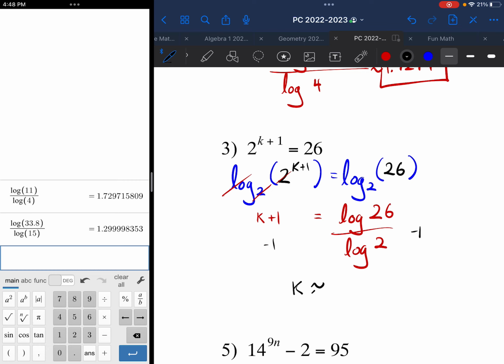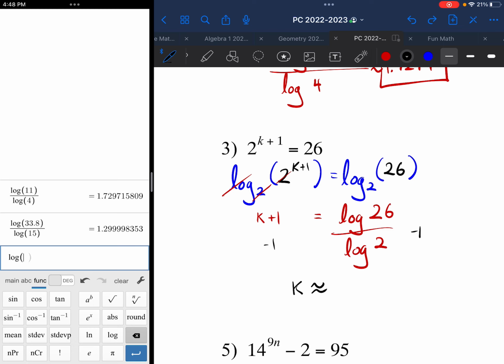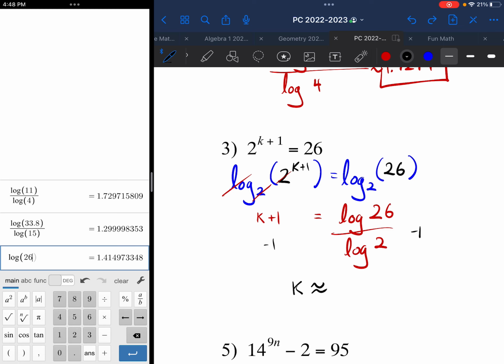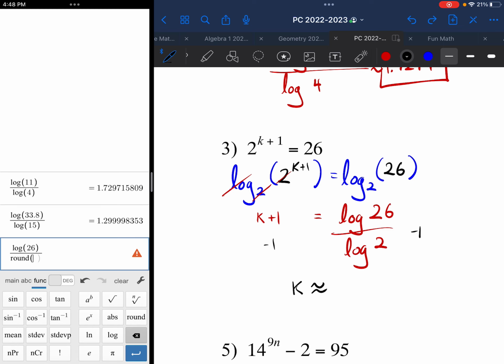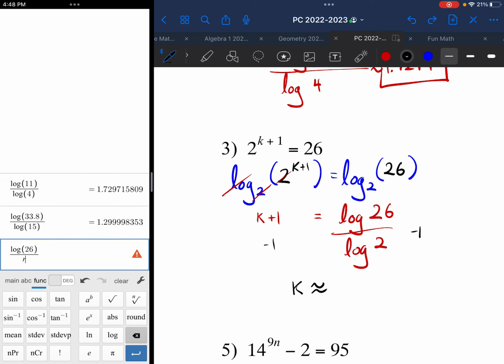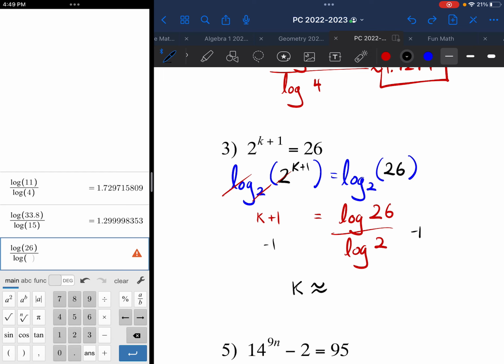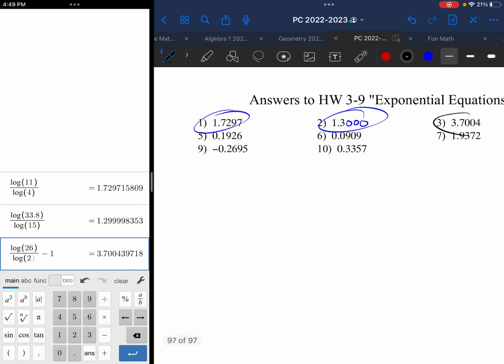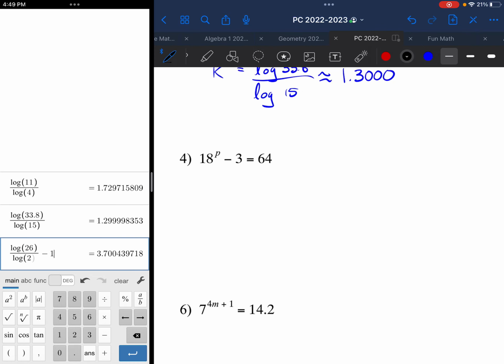K is going to be approximately equal to, I'm just going to write all of that in the calculator. So here we go. We have log of 26 divided by, that's not the button I wanted to hit. Oh, I have to backspace a bunch of times. Log of 2, and then after that, I subtract 1. And I get 3.7004, rounding to 4 decimal places. Let's check the back. 3.7004. We're doing it right. All right. Here we go.